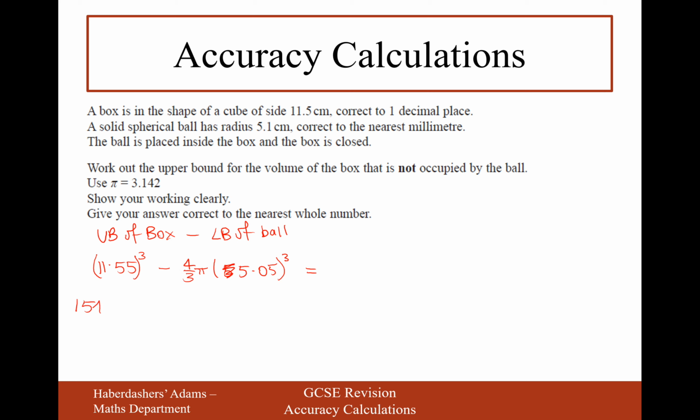15 to the nearest whole number, so 1540.798875. Take away, and then let's do another calculation, 4/3 times pi times 5.05 cubed, and that would be 539.4643421. So let's now do the subtraction.